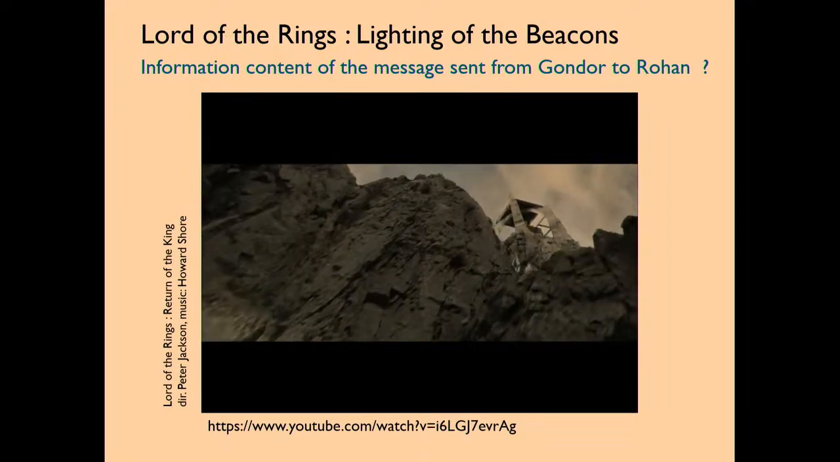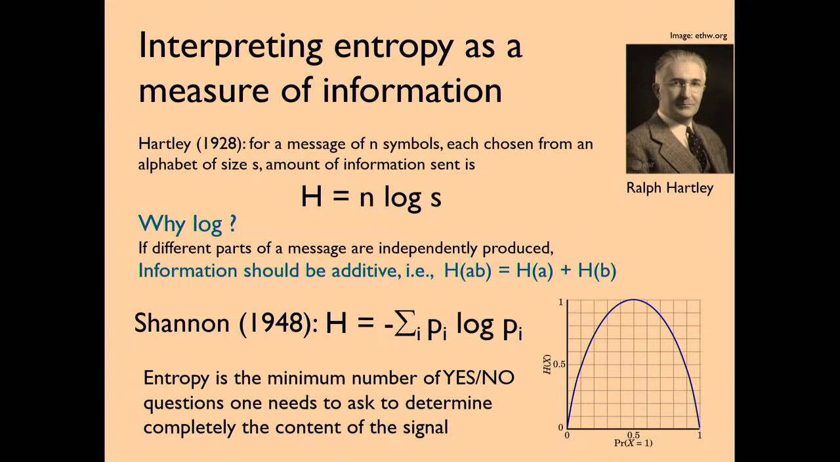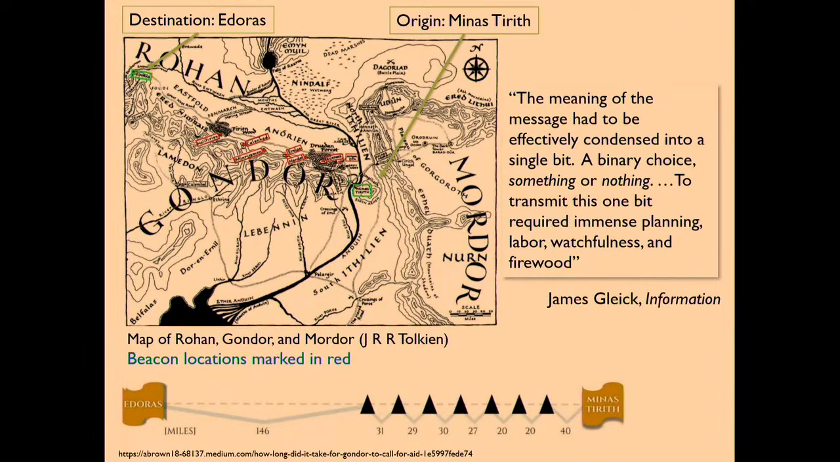So it turns out that this is actually pretty much what the Romans used to do. They used to have a huge number of beacons ready for informing of enemy movements. And James Gleick has a wonderful point about it. He says that to transmit this 1 bit required immense planning, labor, watchfulness, and firewood. All for just transmitting 1 bit, but a very important 1 bit.